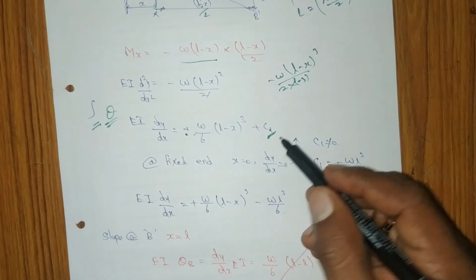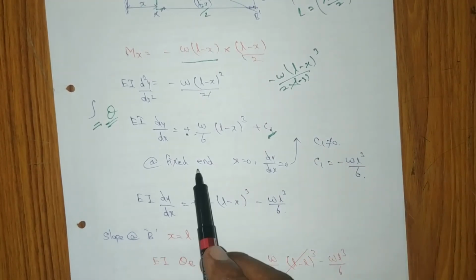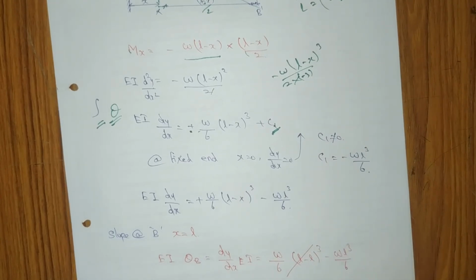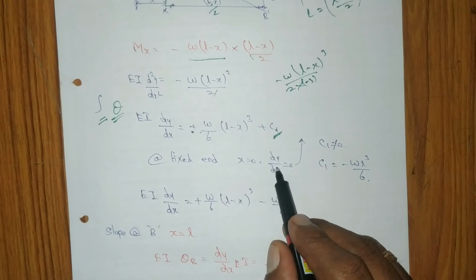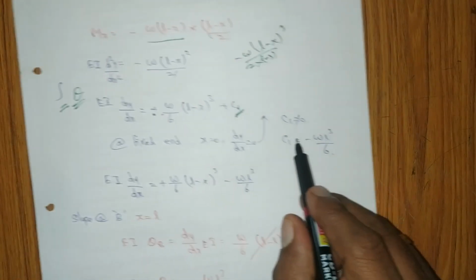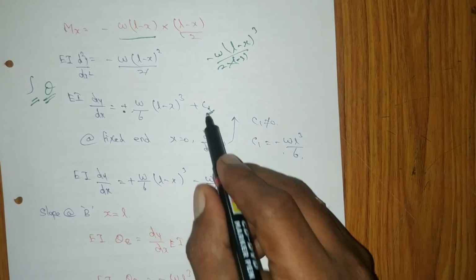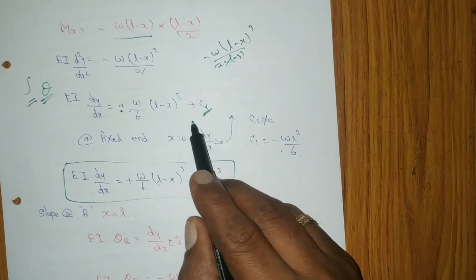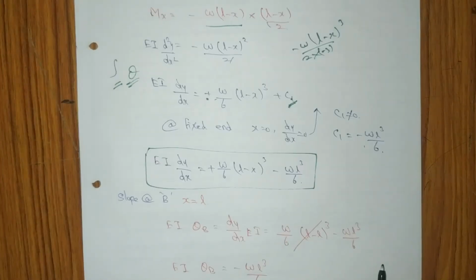Now you understand the use of this constant C. At the fixed end x equals 0, the slope will be 0. If you apply this here, you will get C1 equal to minus W L cubed by 6. You have to substitute it here to make the final equation. This is not 0; if you apply it, you will get W L cubed by 6. Now you find out the slope.